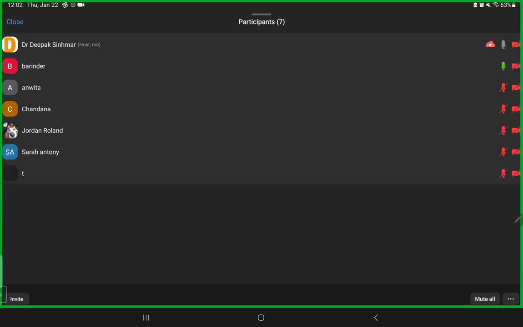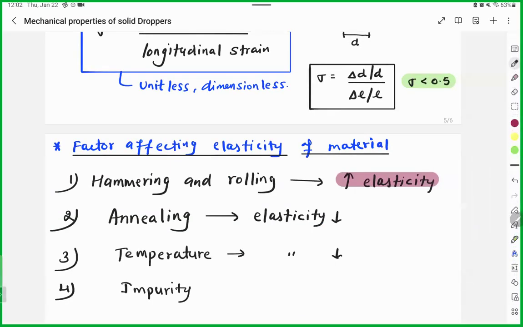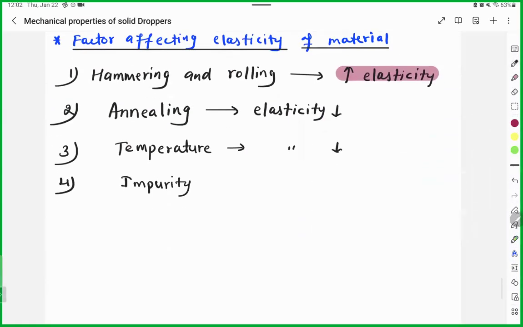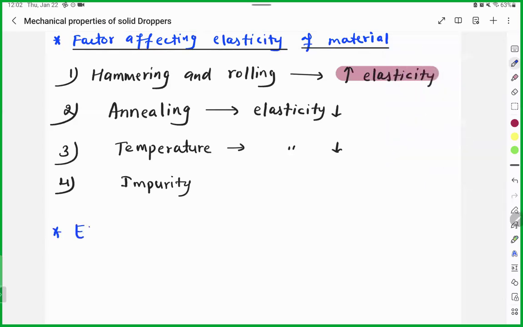Yes, sir. In the next 5 minutes, I guess we can finish this chapter easily. So when will the class end? Class will take approximately half an hour because 14 questions are there. We'll finish all of the questions. Okay, sir. Then elastic after effect.